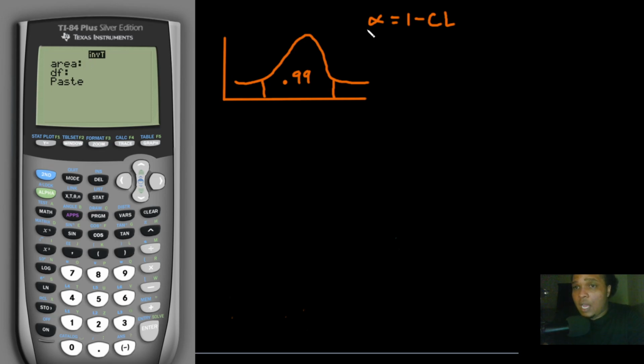So remember, they'll say, what's your t alpha over 2? Let me not put the t just yet. Let's remember, alpha is 1 minus CL, right?